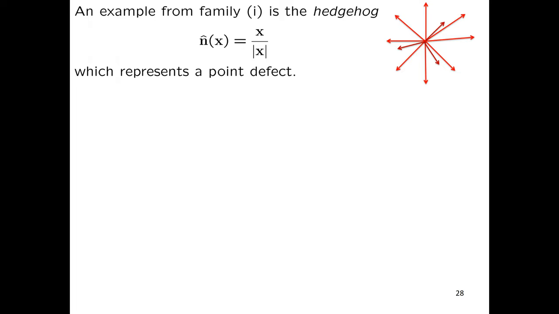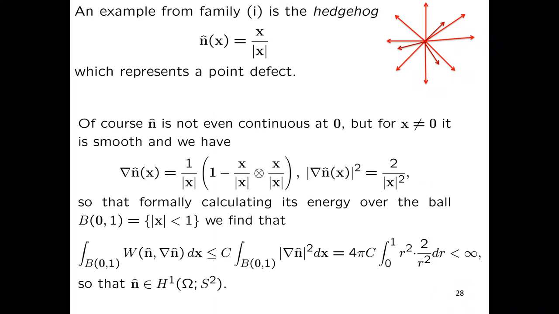And that represents a point defect. So that's one of the kinds of defects you get in liquid crystals. Now, of course, it's not smooth because it has a singularity at the origin, but away from the origin, it is smooth. And you can calculate this gradient, and it's 1 over the radius times the projection, actually, the identity minus x over norm x tensor x over norm x. And then you can square this, and you find that it's, so this is the Euclidean norm, trace of the matrix transpose times the matrix.